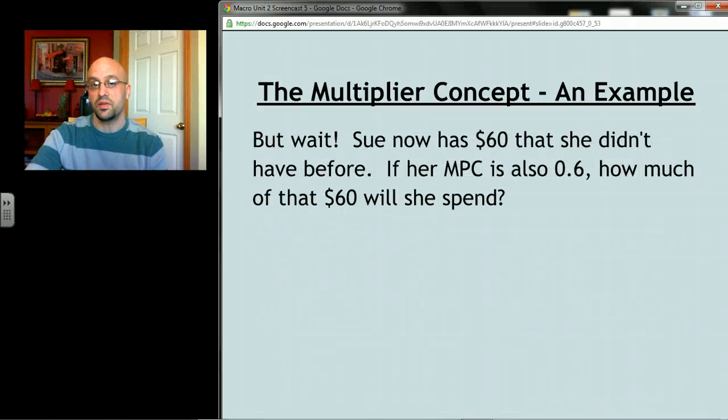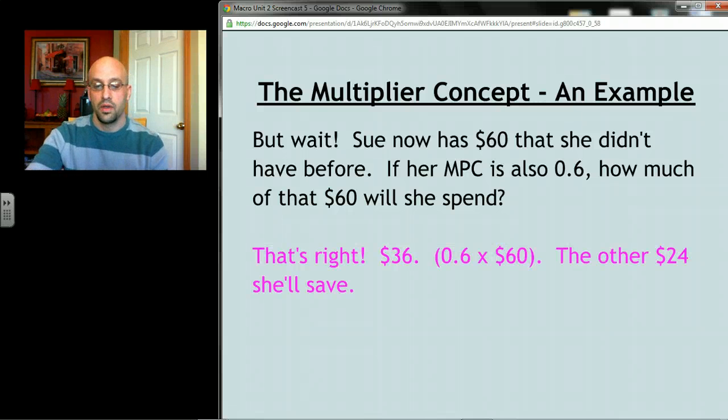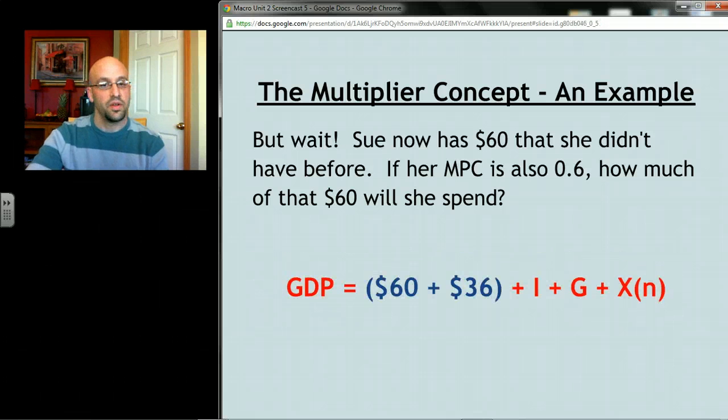Because Sue now has $60 that she didn't have before, and she also has an MPC of 0.6. So she's going to spend 60% of her change in income, which is $60. 60% of $60 is $36. That other 24, right, she's going to put away and save. So now GDP's gone up again, initially by 60 and now by 36 more.